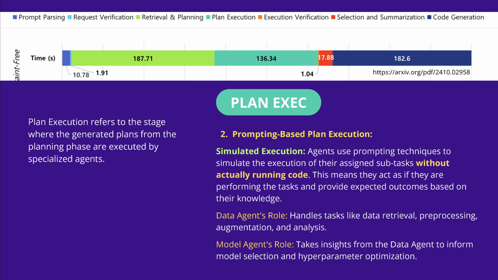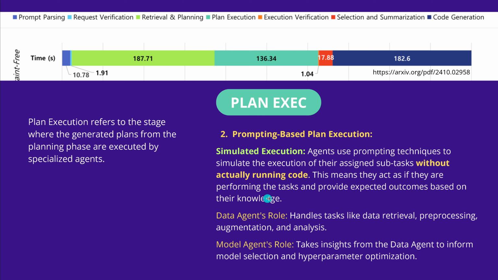Let's say everything works out fine, beautiful. So execution of the assigned subtask without actually running the code. This means they act as if they were performing the task to provide expected outcomes based on their knowledge. If your computer simulation of the knowledge and the performance of the AI agent varies just 10 to 20%, you can have maybe a plan chosen later on that is not actually the best plan to solve this task.